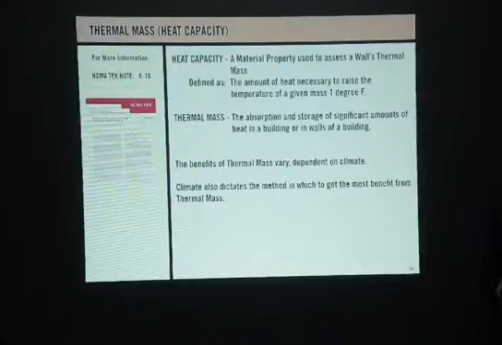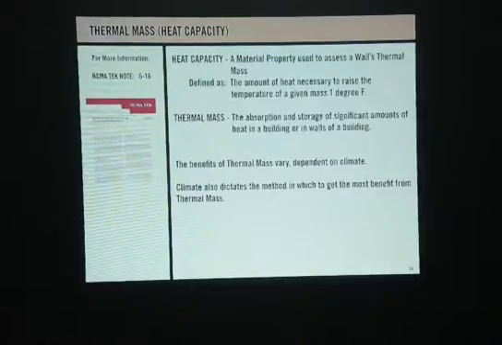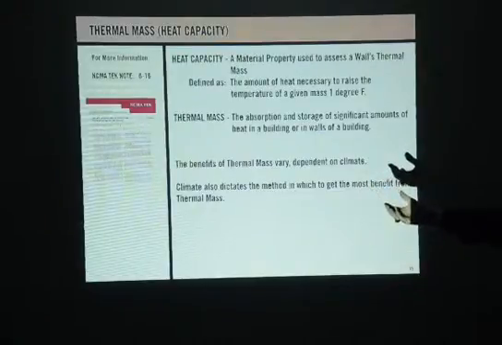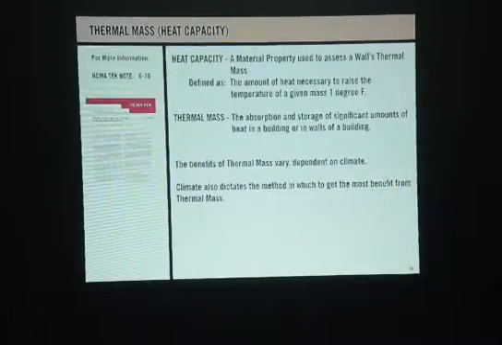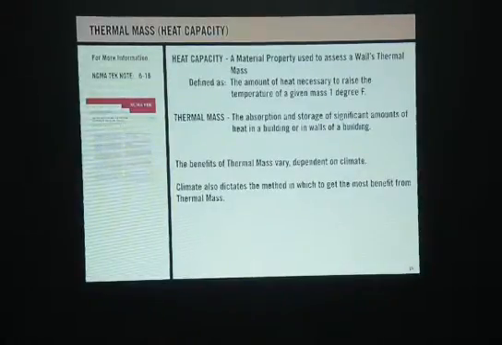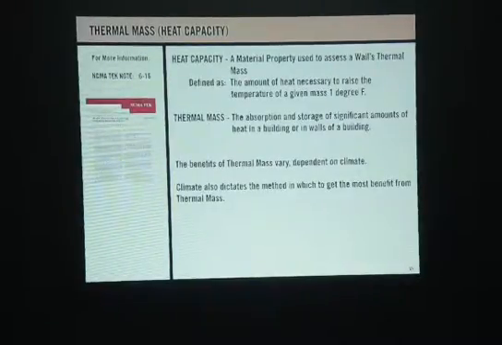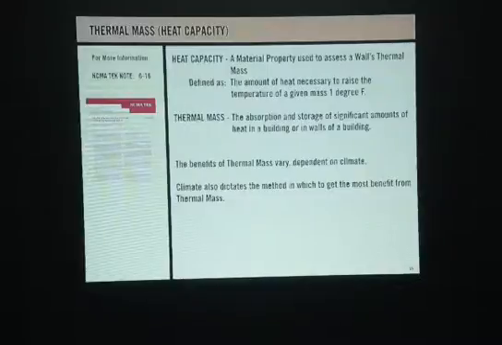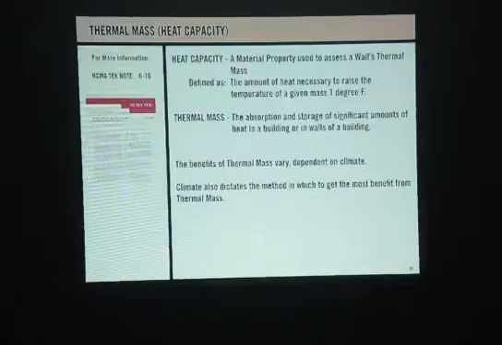We can look at heat capacity. The heat capacity assesses thermal mass. What kind of capacity for an area like this room do we have to work with? The definition of thermal mass is the amount of absorption, and how it penetrates into a protected area. So you say, well, Mike, then what is thermal mass? That's where the absorption and the storage of these amounts are.